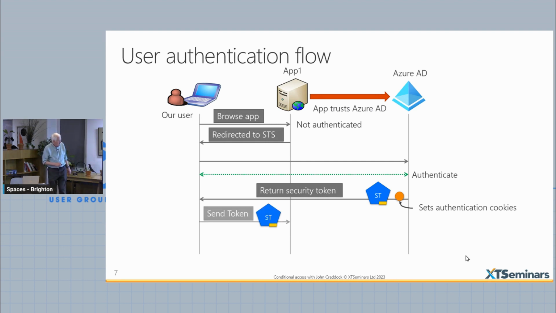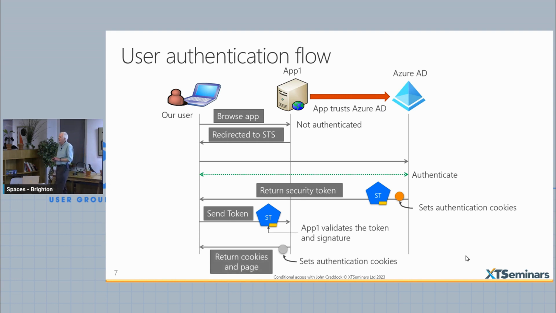Right? We then go back to the app. The app will then validate that token, and then the app itself will give us back a cookie to prove we're authenticated to the app. So now if I go back to the app again, I'm going to use this gray cookie down the bottom. If I go back to Azure, I will use the orange cookie to prove that I'm already authenticated to Azure. Okay, any questions on that?